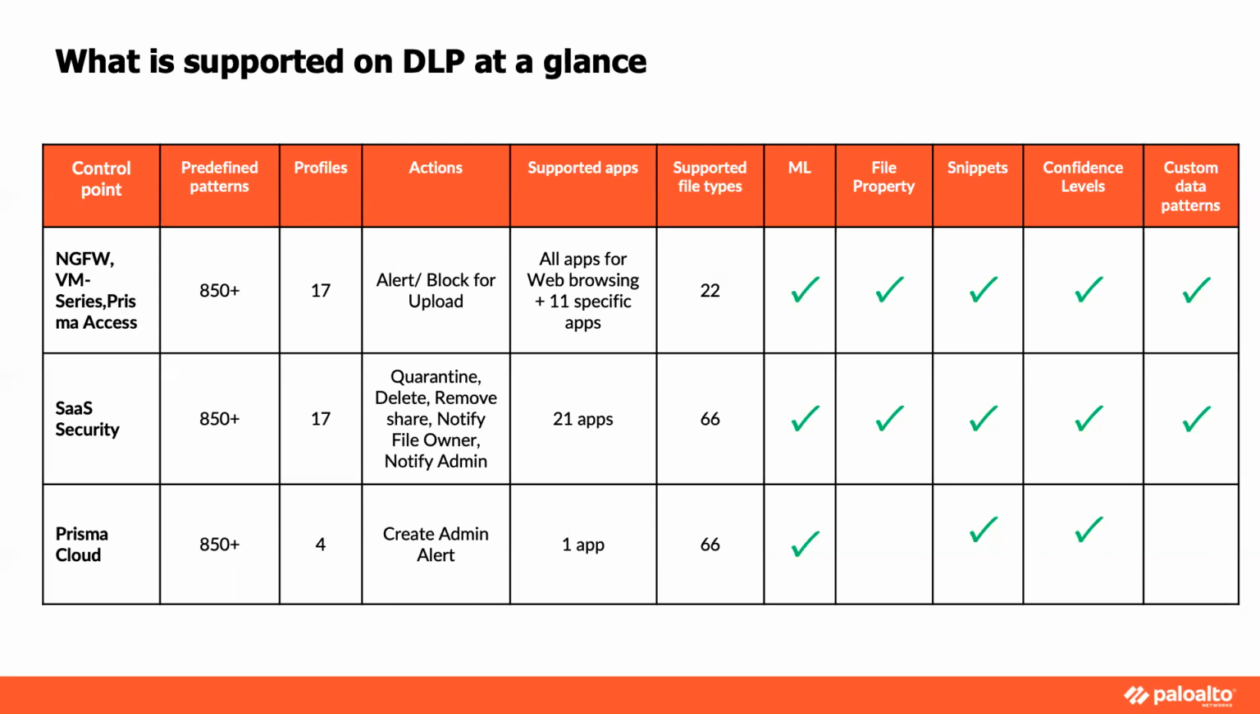We have a bunch of different app IDs, of course, all of our normal ones. There are 11 specific web ones that deal with DLP that are used exclusively for DLP. We'll have those too. We can look at all kinds of different, more than 20 different file types. We have the ability to leverage our machine learning and information about file properties. We have the ability to do snippets.